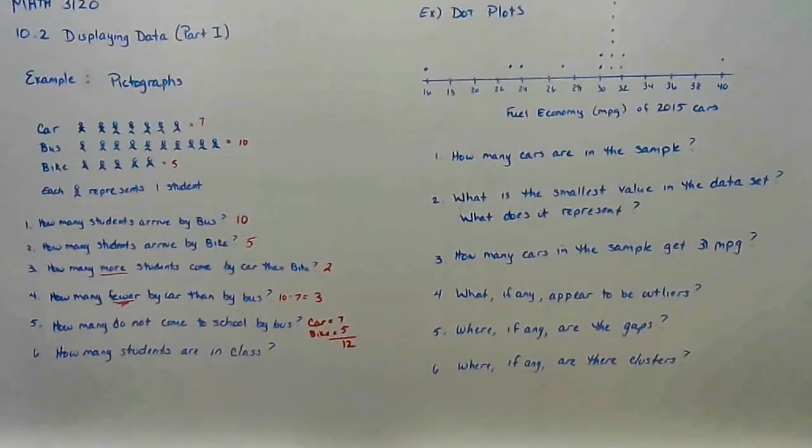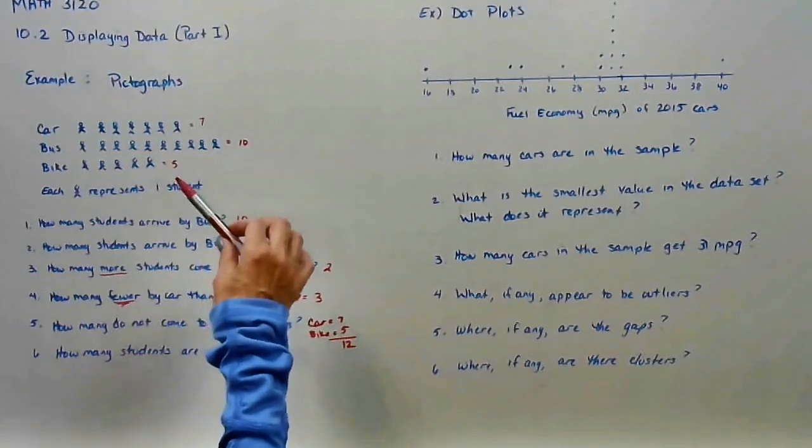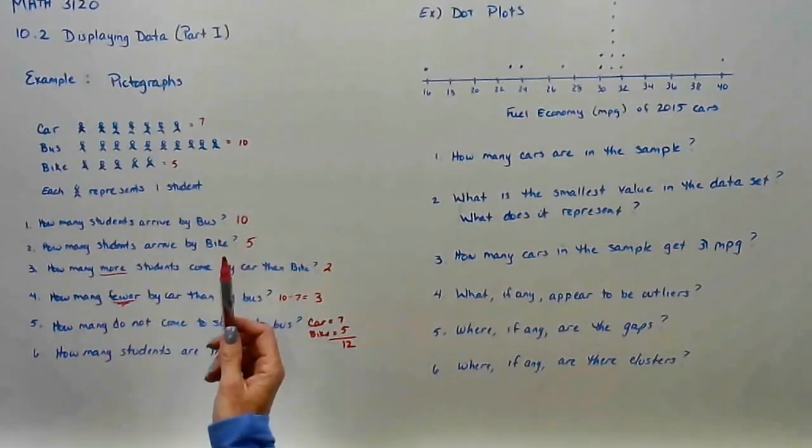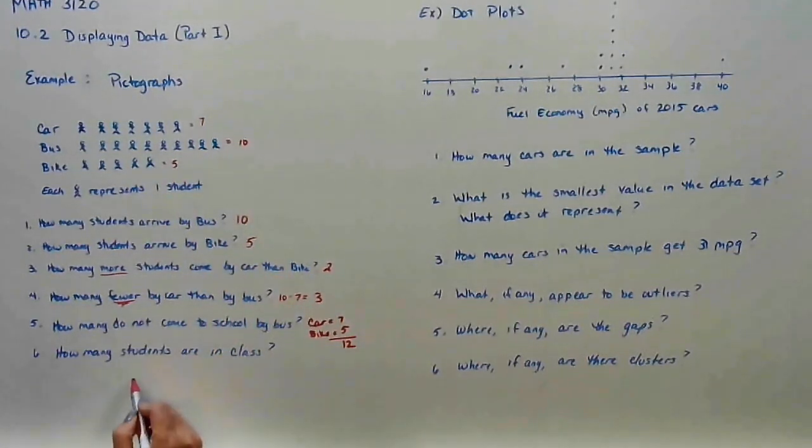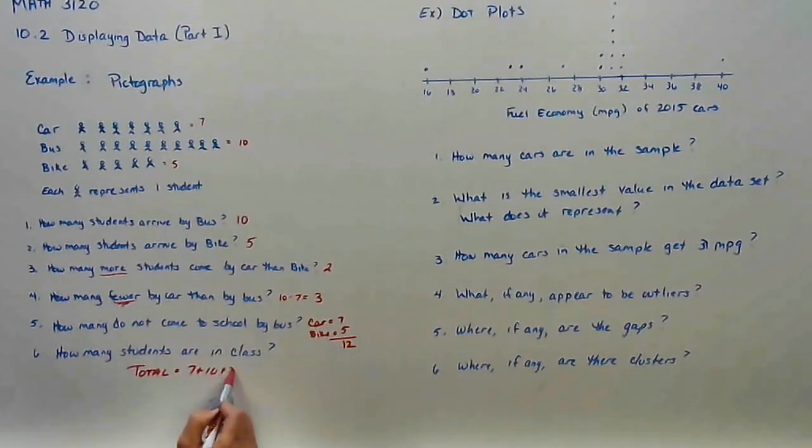And then finally, how many students are in the class? Well, according to the original example, the teacher asked all the students. So all the students are made up of this selection. So our total would be 7 plus 10 plus 5. So our total is 22 students. Okay, so maybe this pictogram didn't have people that walkers. That's what I mean by picture graph.